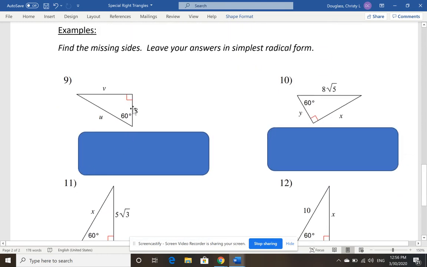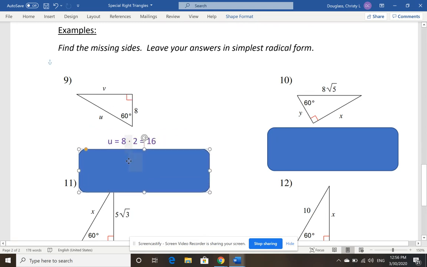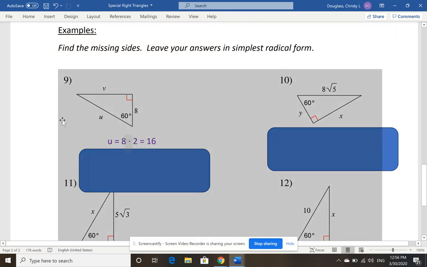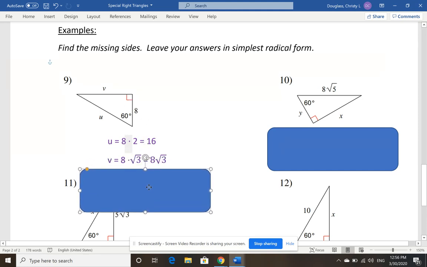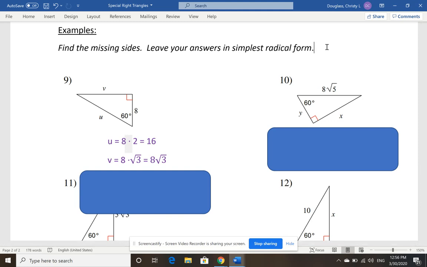All right, so let's take a look. Which one is my hypotenuse? Well, it's the one opposite the 90-degree angle. So I'm going to do 8 times 2, and that is 16. All right? So I've found the hypotenuse, u. Now to find the long leg, you take your short leg times the square root of 3. So 8 times the square root of 3. Well, lovely. 8 times the square root of 3 is just 8 square roots of 3. I'm fortunate in this problem that there are no fractions and there's no radical to simplify, so I'm in good shape here.